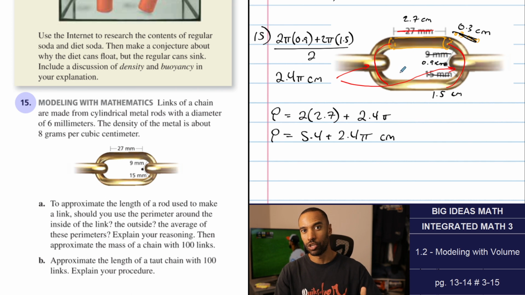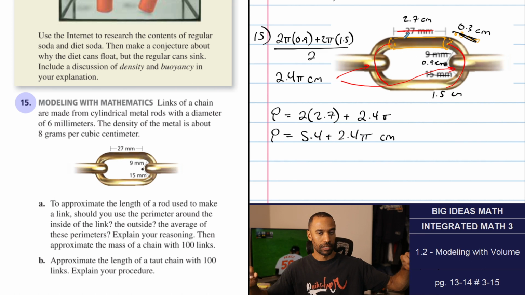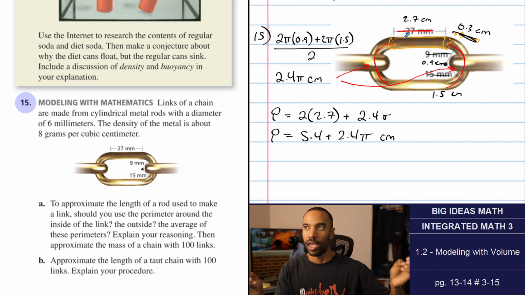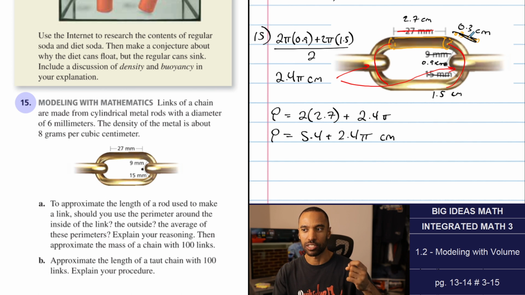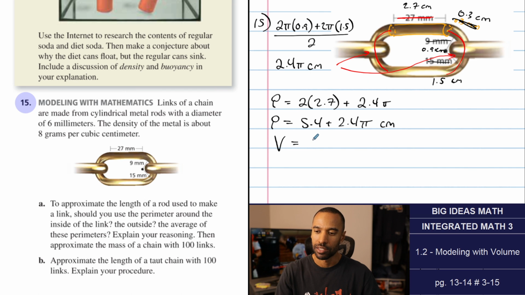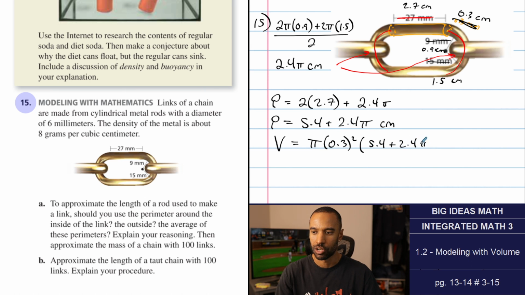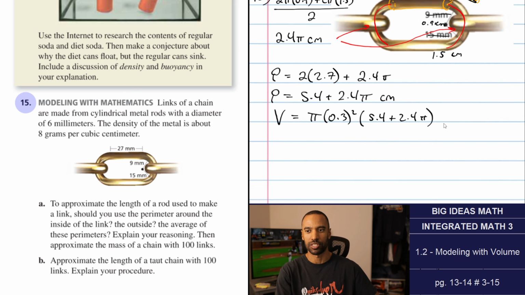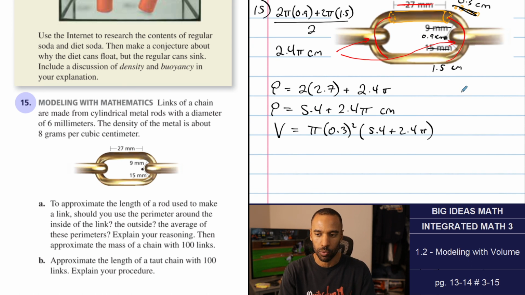Now, to do volume, we're imagining that this is just one unfolded link, one unfolded chain, and it has a radius of 0.3 centimeters. So let's do volume by area of base times height. Volume is pi r squared times height, which is this entire length that we have here. So there's pi and pi. I can't do it in terms of pi without having a pi squared here. I might have to just give you the approximated value of this one.